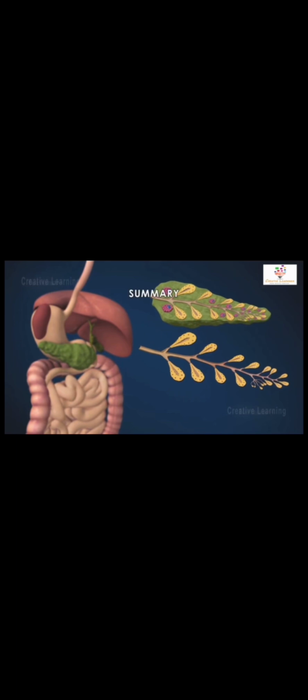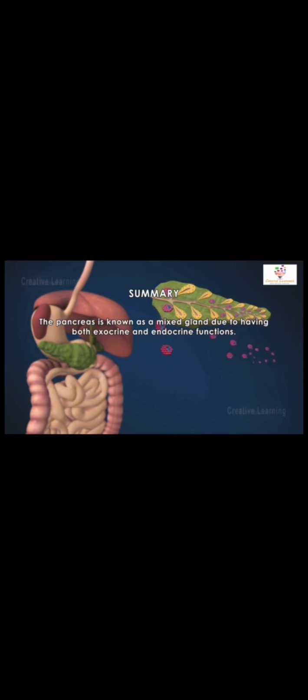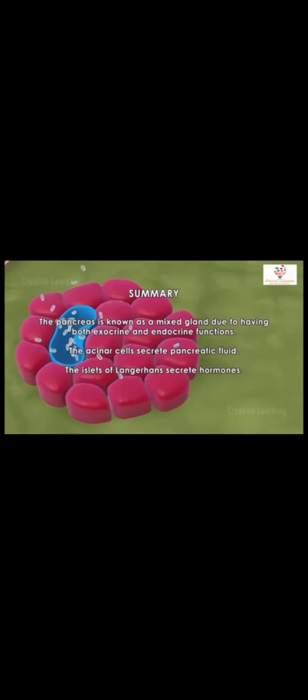For the summary, the pancreas is known as a mixed gland due to having both exocrine and endocrine functions. The acinar cell secretes pancreatic fluid, the islet of Langerhans secretes hormone, the alpha cell secretes glucagon, and the beta cell secretes insulin.